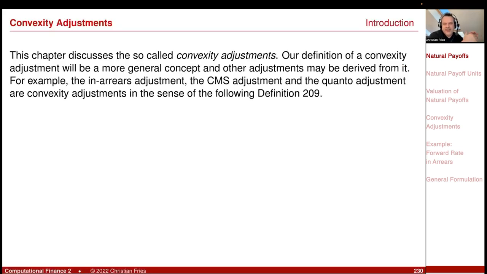Let me start with a small motivation, the convexity adjustment, and also why is it called the convexity adjustment? All these things, which sometimes come under different names, are convexity adjustments. For example, the quanto adjustment, which we saw for the quanto caplet, but also the in arrears adjustment, or the constant maturity swap adjustment. They are all such convexity adjustments.